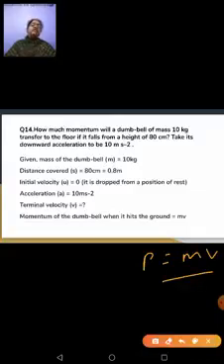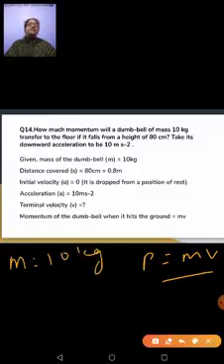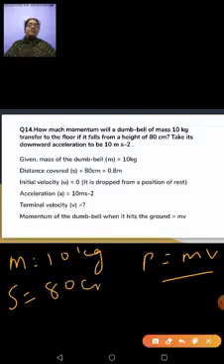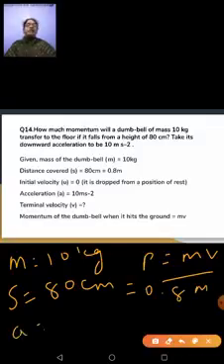Let's keep this on one side and see what is given here. They have given you the mass of the dumbbell, that is your m, as 10 kilogram. They say that this bell is falling from a height of 80 centimeter. So the distance is given as 80 centimeter. We'll convert this into meter by dividing by 100. So 80 divided by 100 will give me 0.8 meters, right? And then they have given you acceleration as 10 meter per second square.